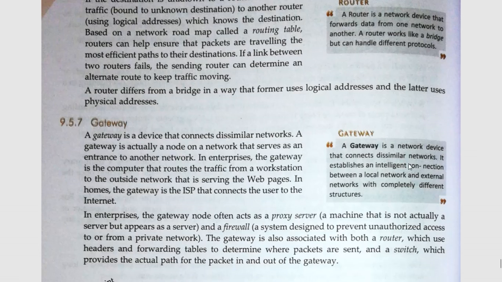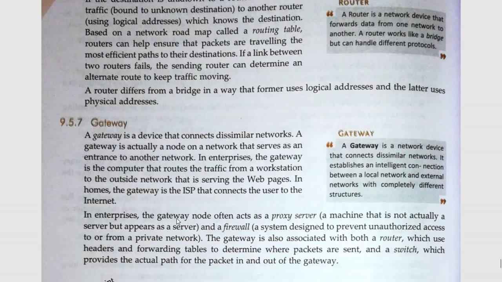It establishes an intelligent connection between a local network and an external network with completely different structures or topology. In enterprises, the gateway is the computer that routes the traffic from a workstation to the outside network that is serving the web pages. In homes, the gateway is the ISP that connects the user to the internet. So the internet service provider acts as a gateway, providing the external network, the internet, to your local network.